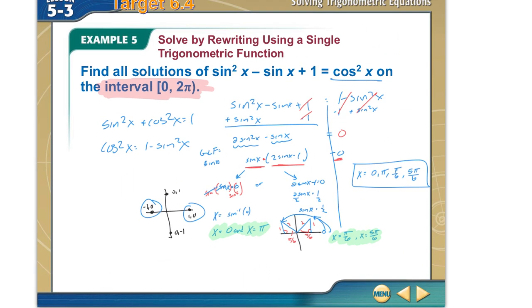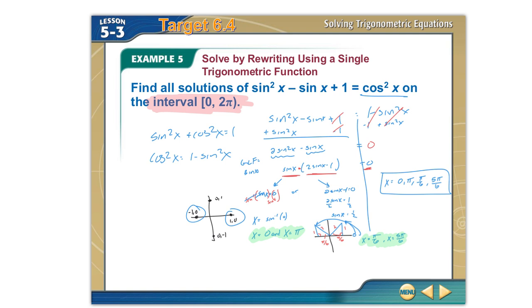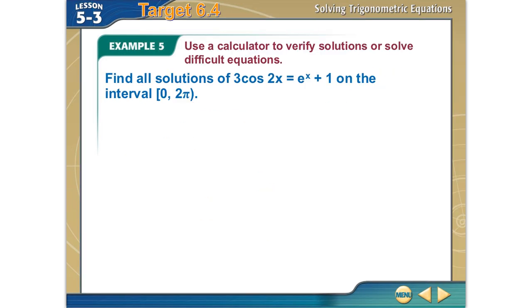Okay, let's try the next one. Okay, so they want us to find all the solutions for the equation 3 cosine of 2x equals e to the x plus 1 on the interval from 0 to 2 pi.